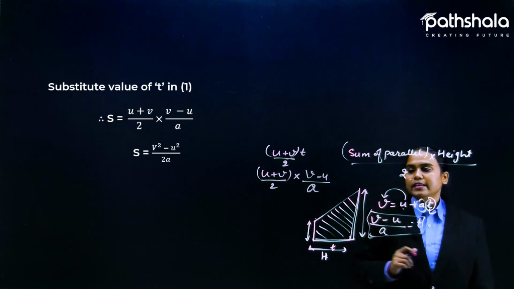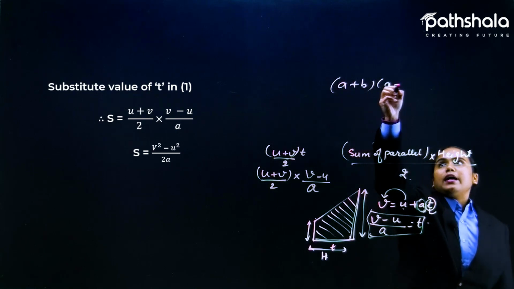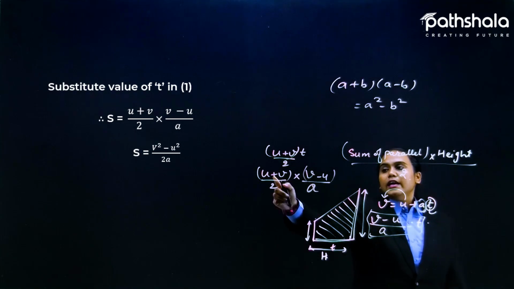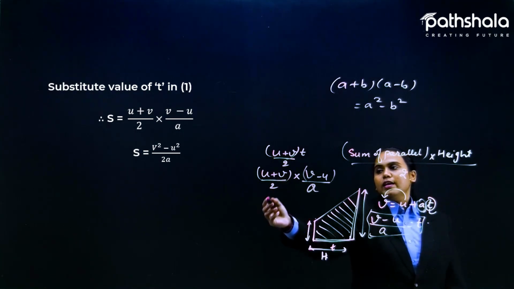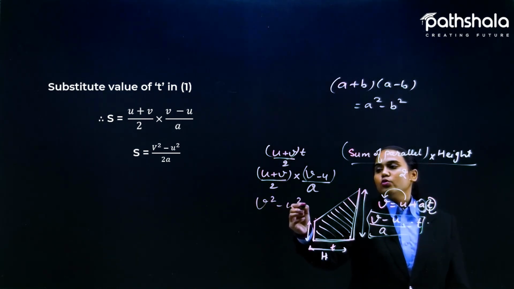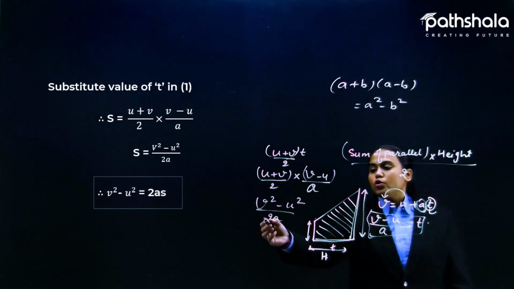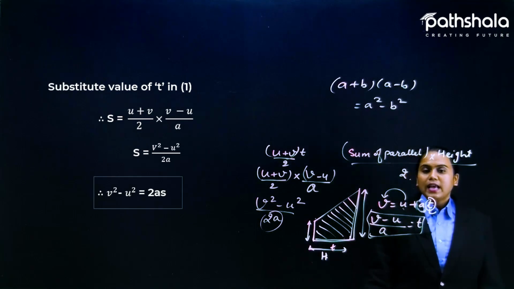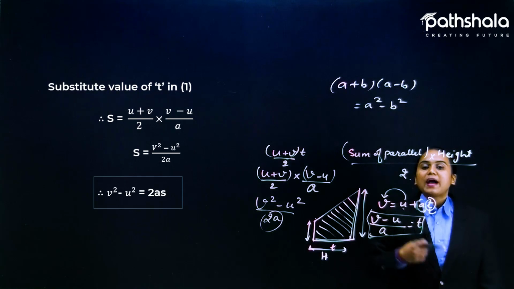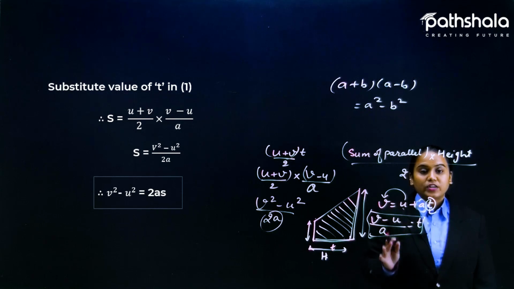Now combining these two, as you know the mathematics rule, (A plus B) and (A minus B) give you A square minus B square. In the similar manner, if we multiply these two things, (V plus U) and (V minus U) give you V square minus U square upon 2A. By taking the 2A to the next side, with the S part, that is the distance part, you get V square minus U square is equal to 2AS, and that is our third equation of motion.